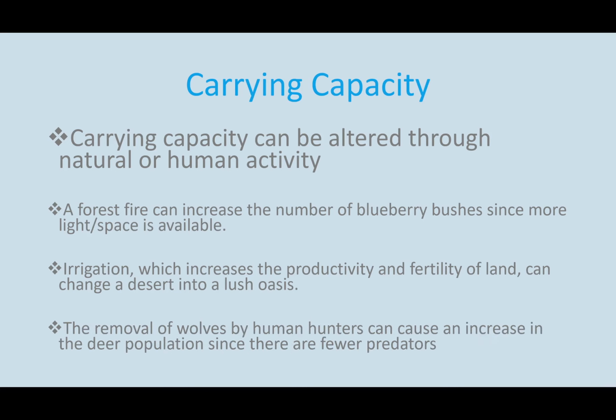And finally, another example: the removal of wolves by human hunters can cause an increase in the deer population since there are fewer predators. This could also be done in the opposite way. If human activity causes there to be fewer prey, such as overfishing, then we could see a decrease in the predator population.